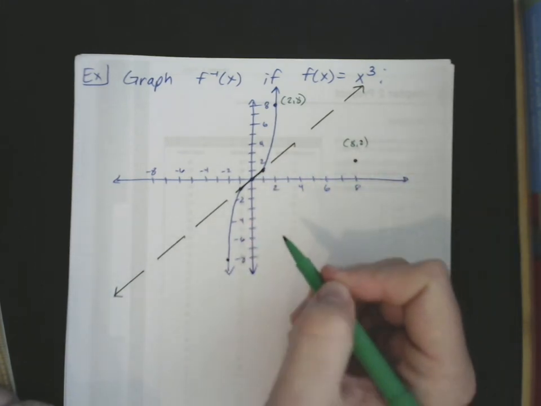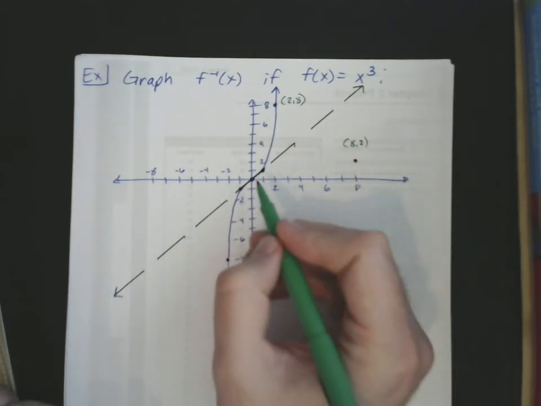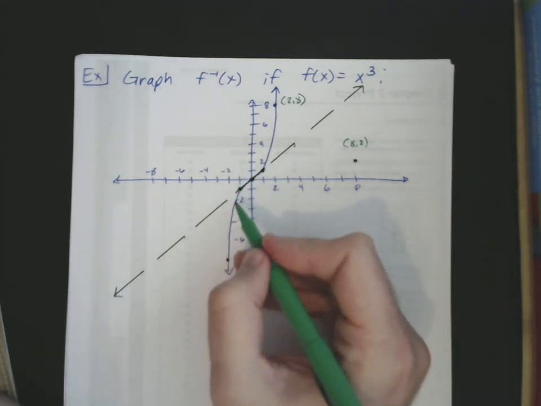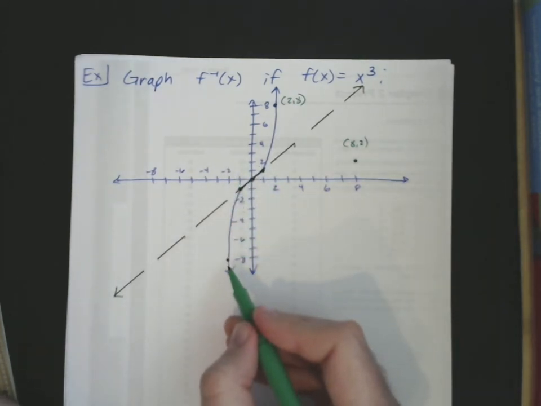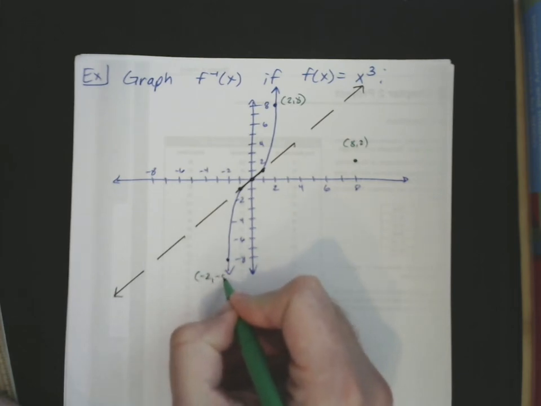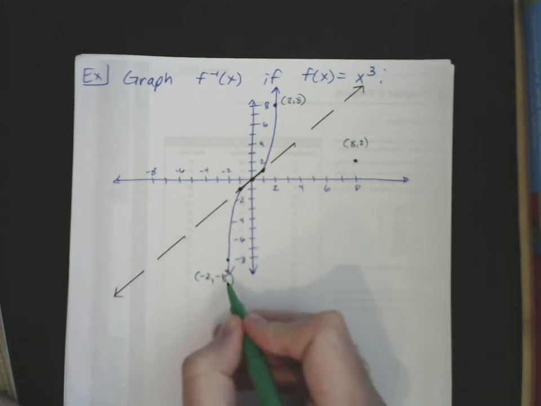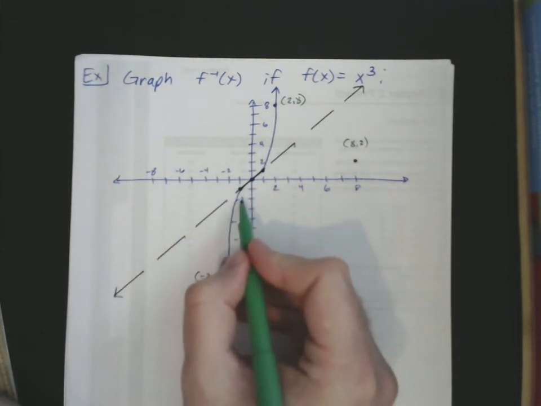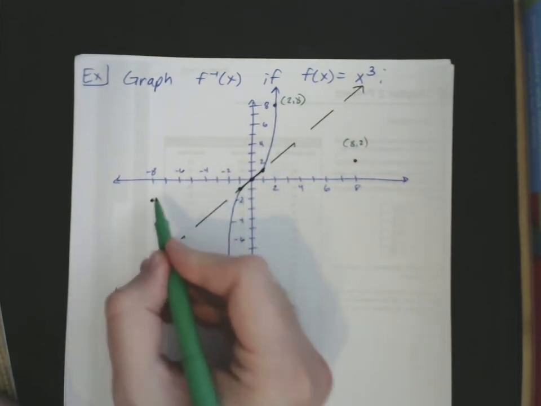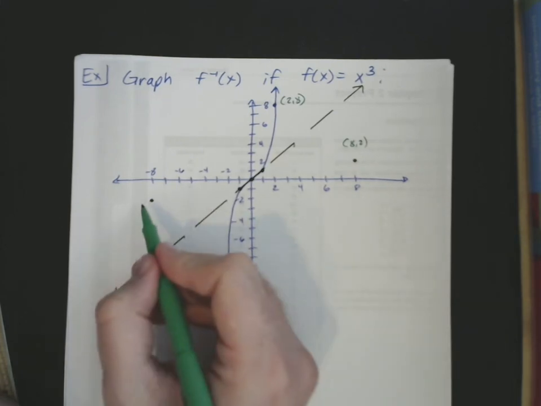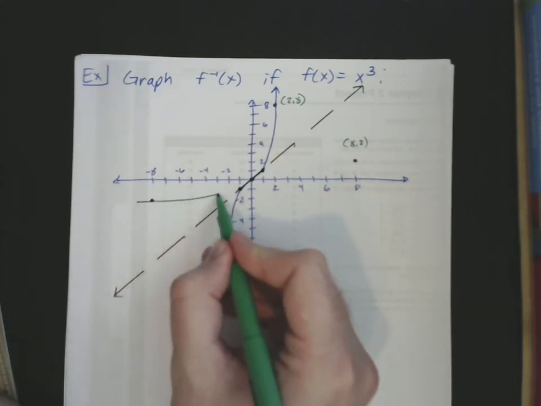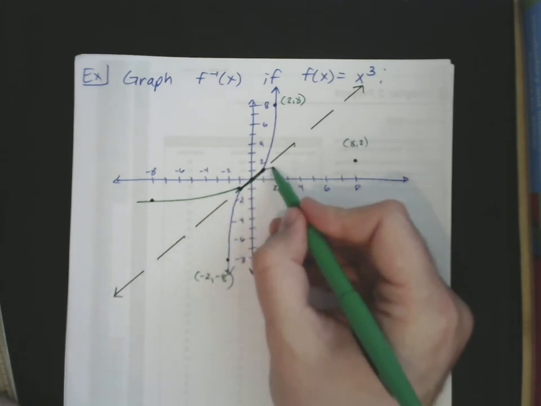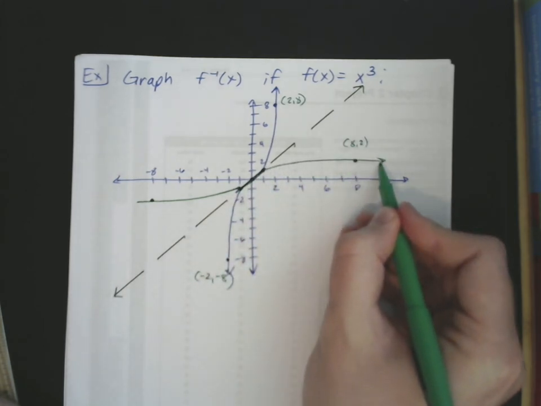1, 1 stays on 1, 1. 0, 0 stays at 0, 0. And negative 1, negative 1 stays at negative 1, negative 1. But negative 2, negative 8 flips to, instead of negative 2, negative 8, we need to flip it to negative 8, negative 2. So negative 8, negative 2 down here. And then we connect it like this and like this.